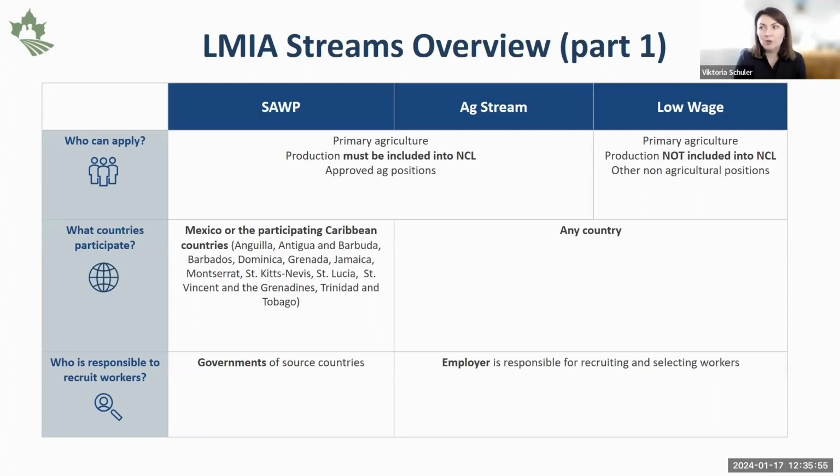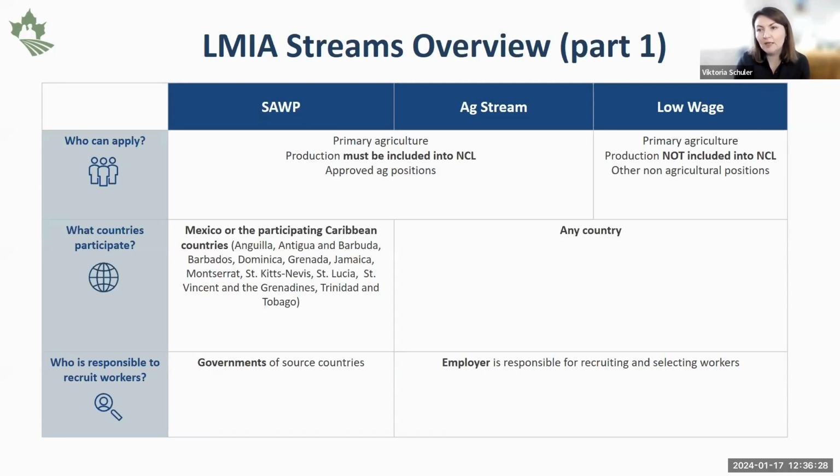So first, who can apply? As a business in primary agriculture, the production must be included in the national commodity list, and it should be certain approved ag positions for SAWP and the ag stream. For the low wage, production is not included in the national commodity list, and it could be other non-agricultural positions. For the countries, SAWP is limited to Mexico and 9 participating Caribbean countries. For the ag stream and low wage, the worker could be from any country.